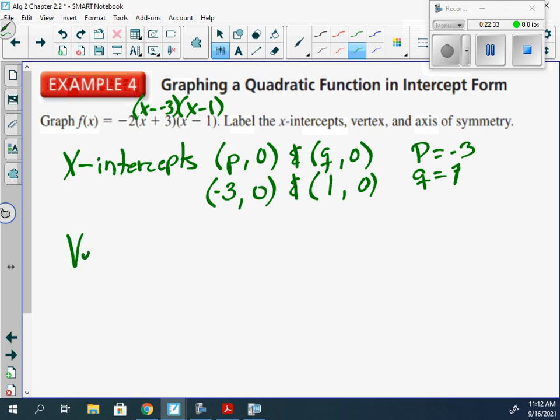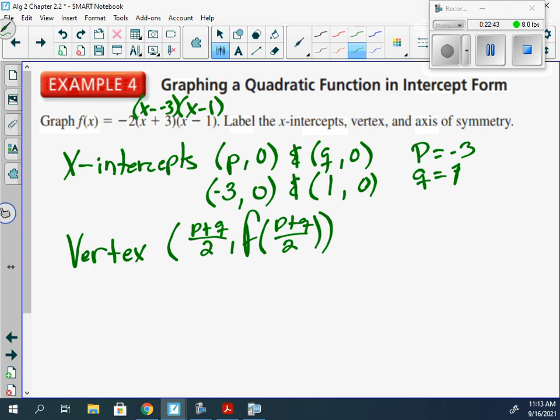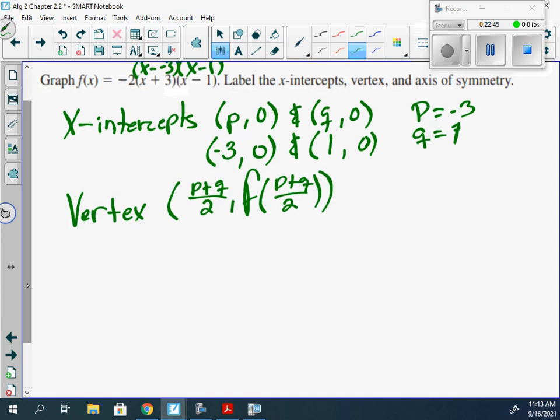Now the vertex is our p plus q divided by 2, comma, f of p plus q divided by 2. And our axis of symmetry is x is equal to p plus q divided by 2.